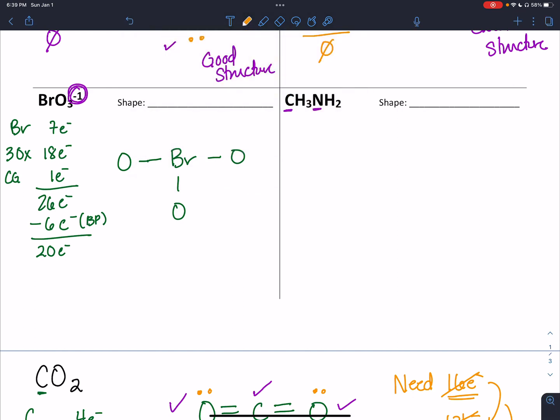The oxygens each have 1 bond each, which means they only have 2 electrons right now, so we need 6 for each of those oxygens. The bromine has 2, 4, 6 already, so it needs 2 more. So if I add everything up, I need 20 electrons.